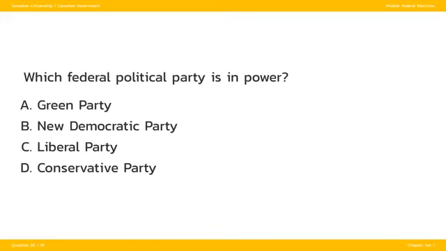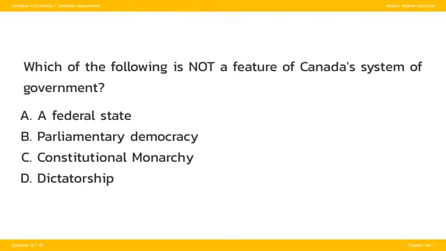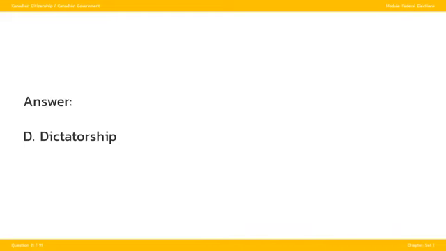Which federal political party is in power? A. Green Party. B. New Democratic Party. C. Liberal Party. D. Conservative Party. The answer is C. Liberal Party. Which of the following is not a feature of Canada's system of government? A. A federal state. B. Parliamentary democracy. C. Constitutional monarchy. D. Dictatorship. The answer is D. Dictatorship.